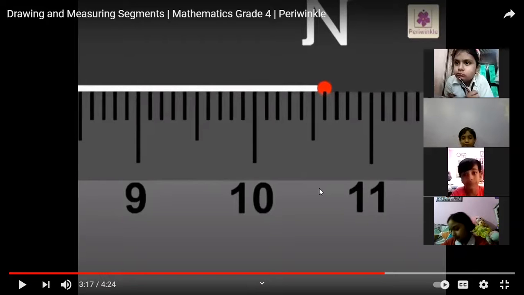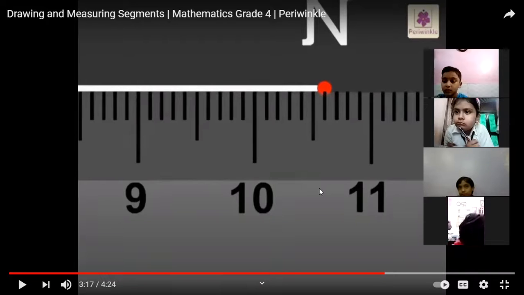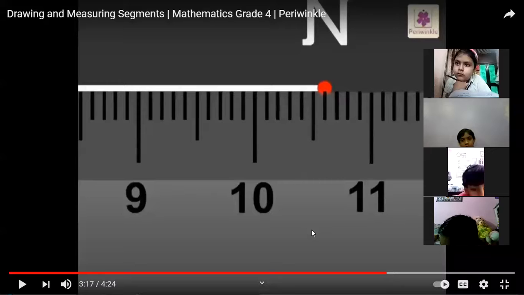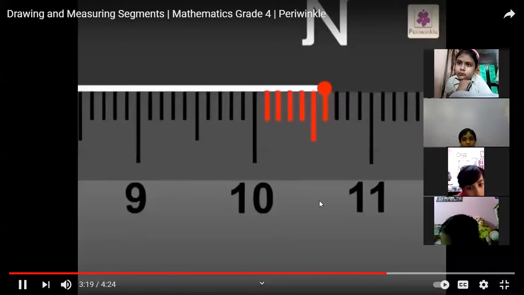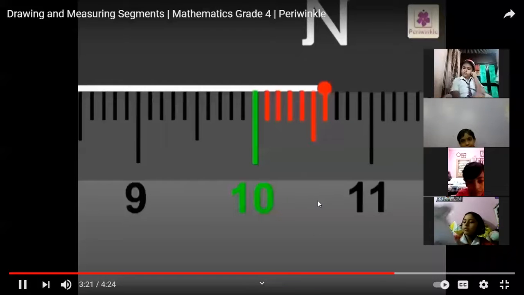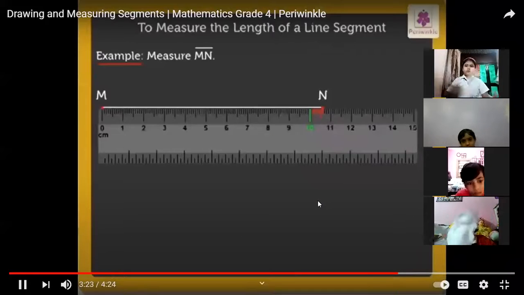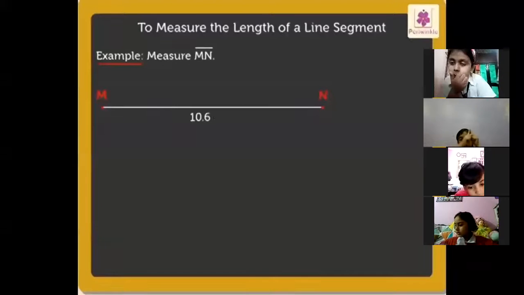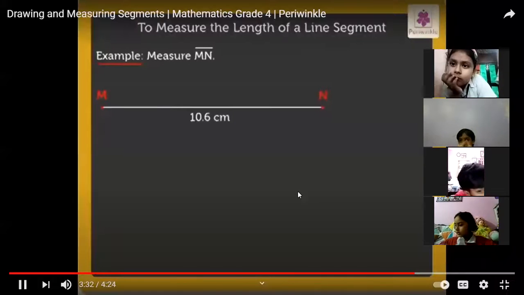Ma'am, 10.6. Exactly, 10.6. So it means we have measured that the length of this particular line segment will be 10.6. Very nice. It coincides with the 6th division after 10 centimeters on the ruler. Thus, we say that segment MN is 10.6 centimeters long. Very good, beta.